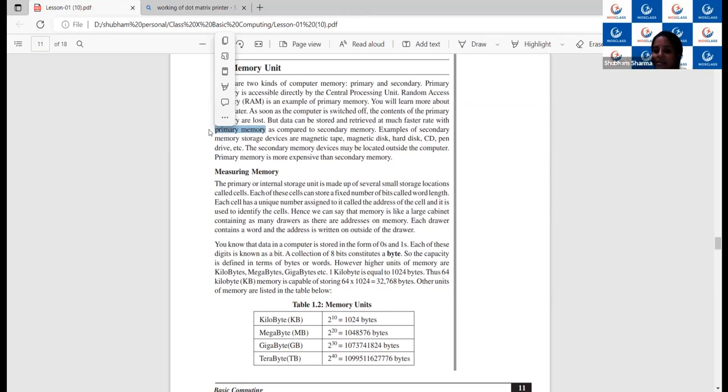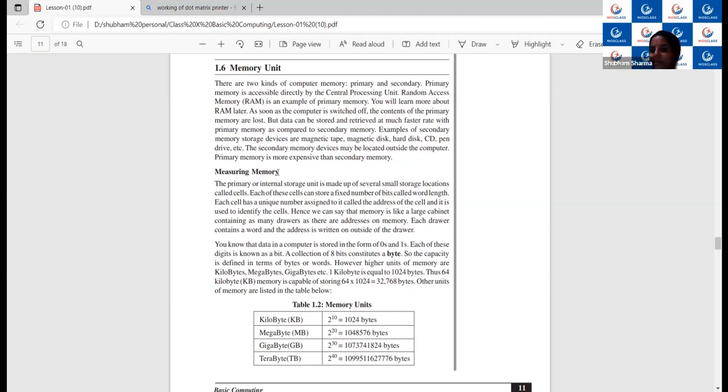From primary memory, the data can be accessed at a much faster rate because it is in direct contact with the CPU. Examples of secondary memory storage devices are magnetic tape, magnetic disk, hard disk, CD, pen drive, etc. The secondary memory devices may be located outside the computer. Primary memory is more expensive than secondary memory. Fine. So we have 2 types of memory: primary and secondary. The example of primary memory is RAM, also known as random access memory. Whenever a computer is turned off, the contents of the primary memory get lost. In secondary memory, we have examples like magnetic tape, magnetic disk, hard disk, CD, pen drive, etc. Primary memory is more expensive than secondary memory.